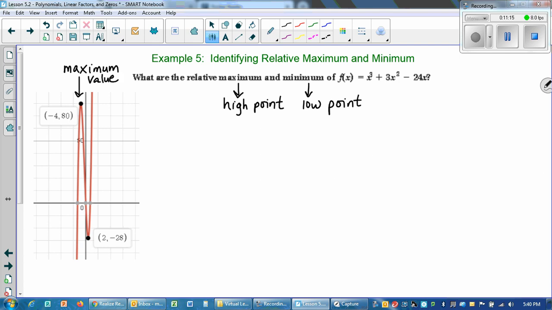And this is our low point, making it our minimum value. So now I'm going to show you how we type our equation x cubed plus 3x squared minus 24x into our Desmos program, and then I will show you how to get to this picture.